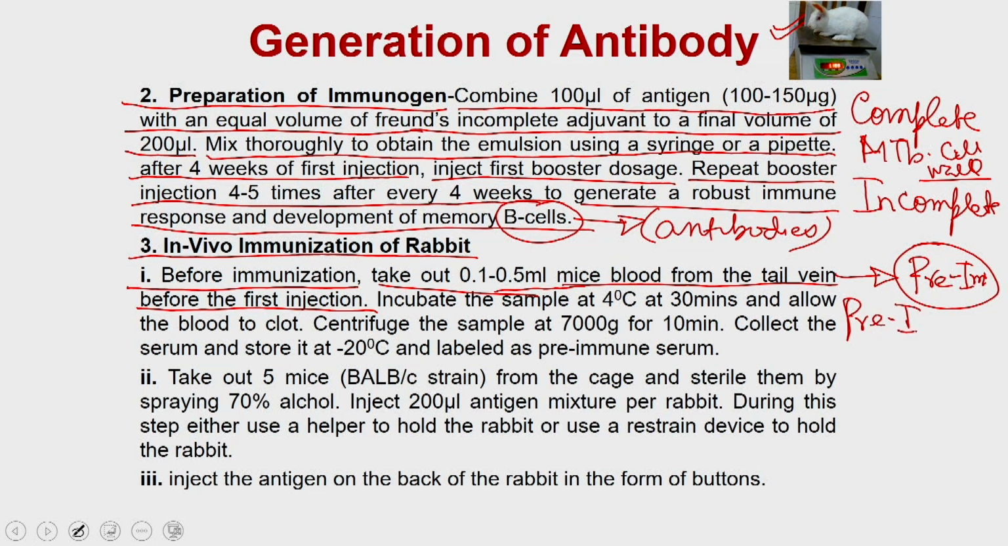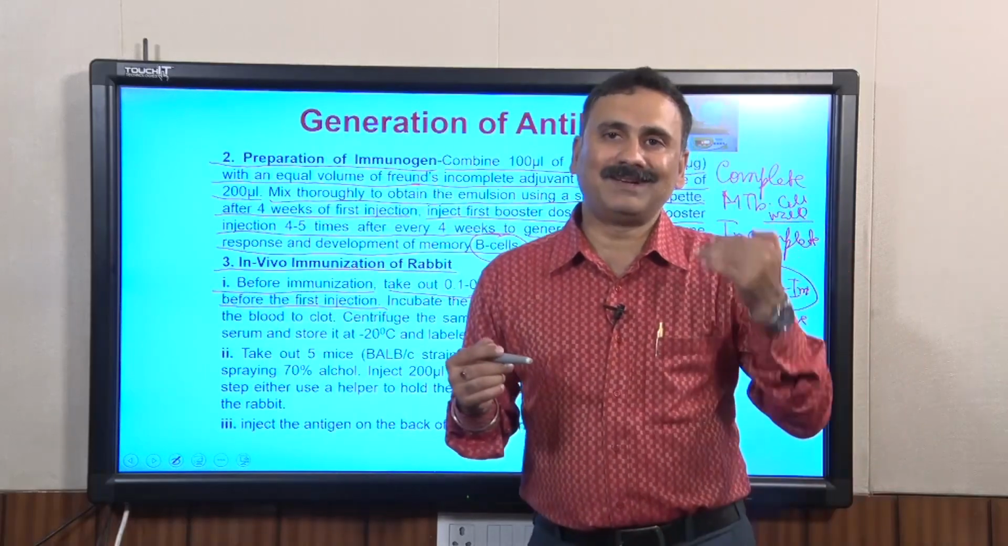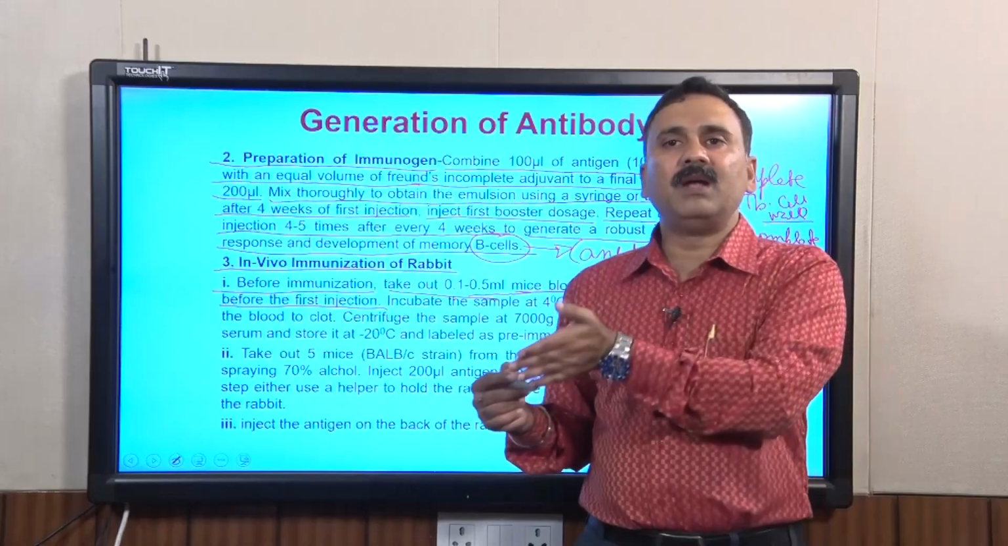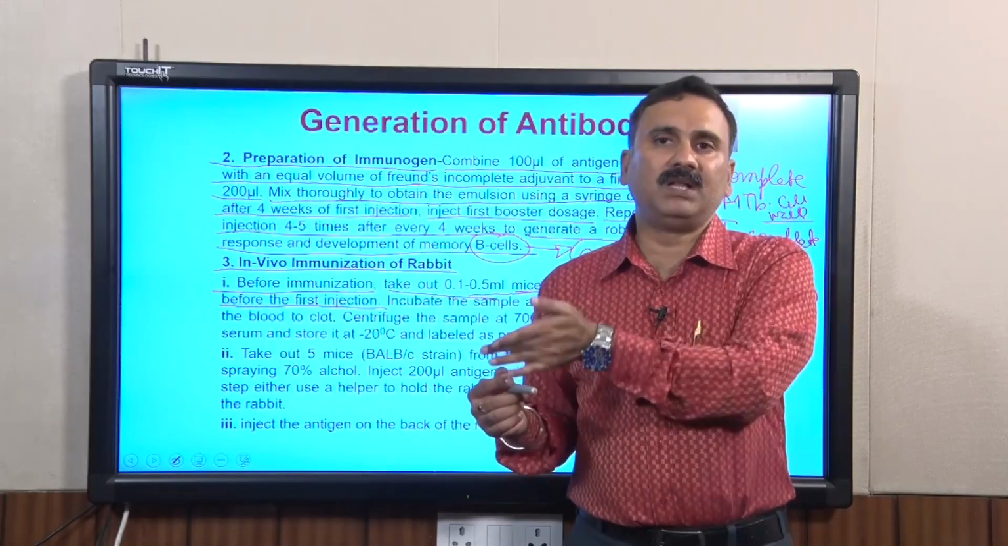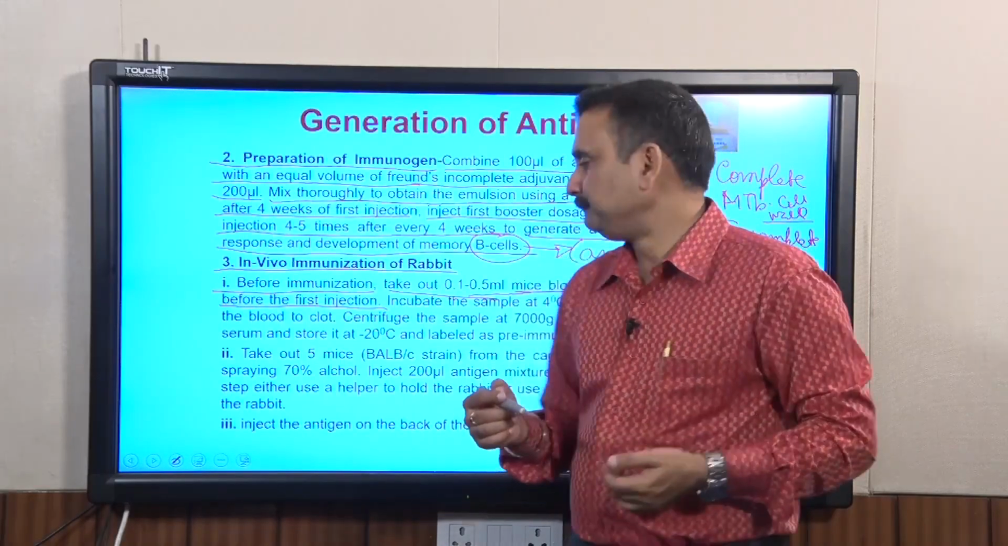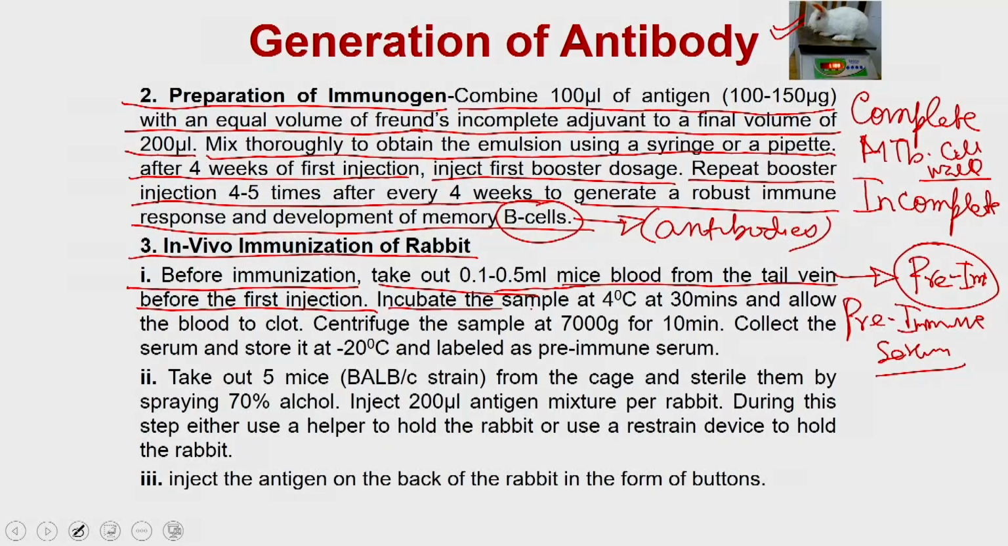So, before you start with the immunization, you should keep the pre-immune serum, because it is going to be used as a comparison to see whether antibodies are being produced in that particular animal or not. You incubate the sample at 4 degrees and allow the clot to form, and then centrifuge and prepare the serum. Okay. Now, you take out the animal.